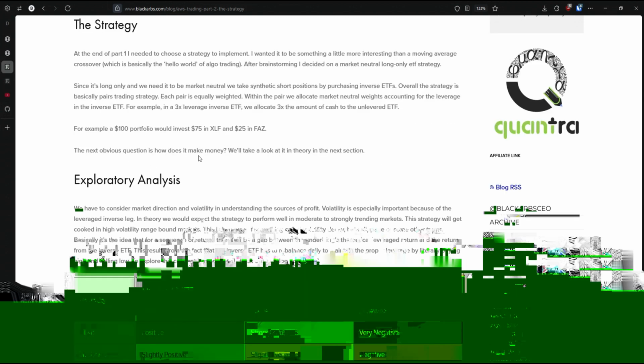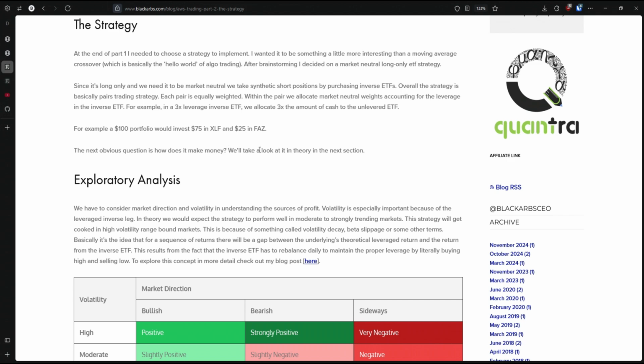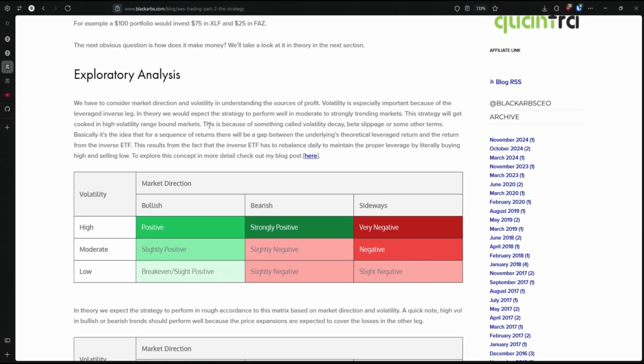So now we'll explore a little bit of the theory about how we expect it to make money. And I did that a little bit in the exploratory analysis. So we have to consider market direction and volatility specifically. And volatility is especially important because of the leveraged inverse leg. And we'll talk a little bit about why in a second. But in theory, we expect the strategy to perform well in moderate to strongly trending markets. This strategy will get cooked in high volatility range-bound markets.